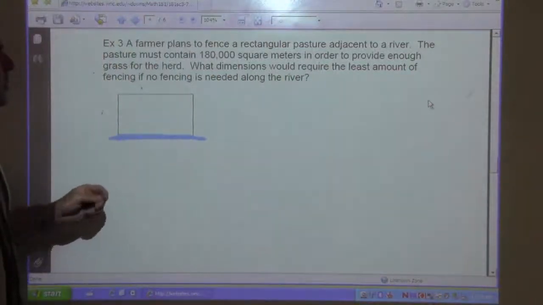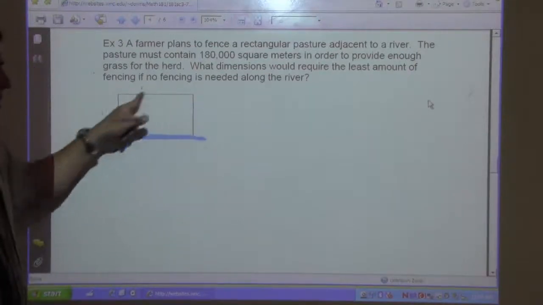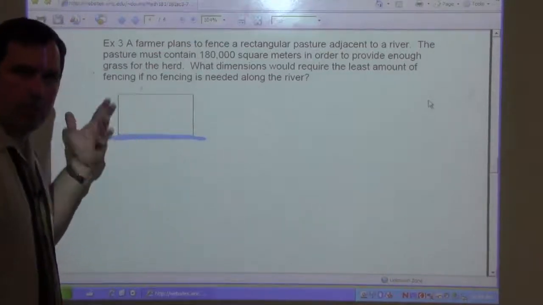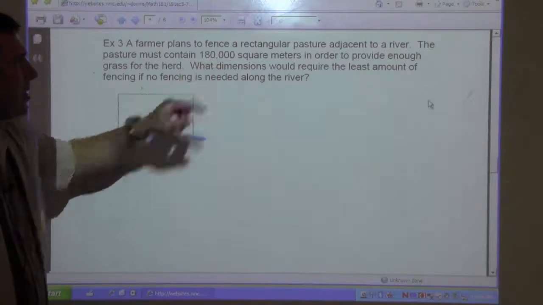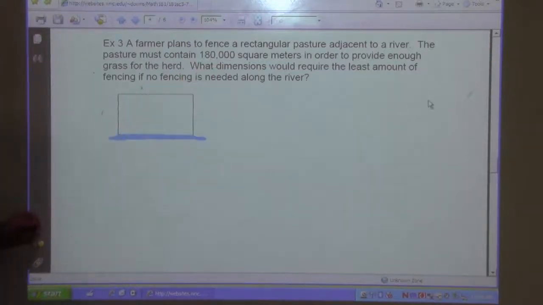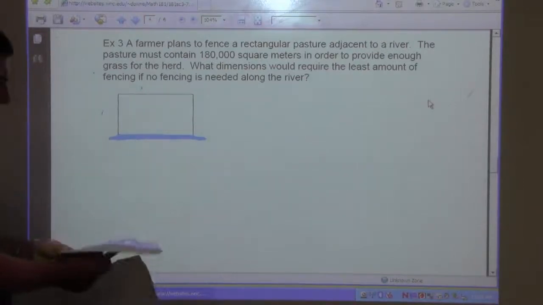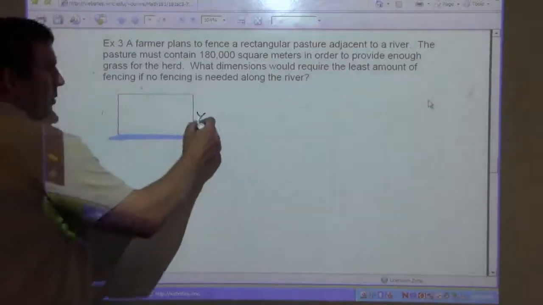A farmer plans to fence a rectangular pasture adjacent to a river, so you have 3 sides to fence, and then I guess the cows are smart enough not to go in the water and get washed downstream. The pasture must contain 180,000 square meters in order to provide enough grass for the herd. What dimensions would require the least amount of fencing if no fencing is needed along the river? Now, you could do this without calculus if you wanted to, but we have calculus, so we'll use that.